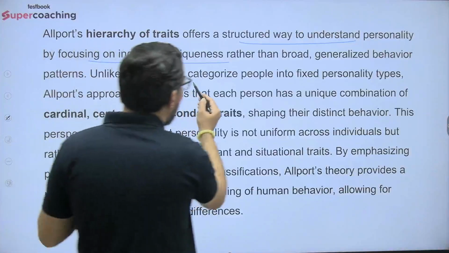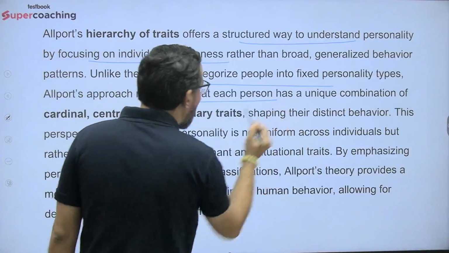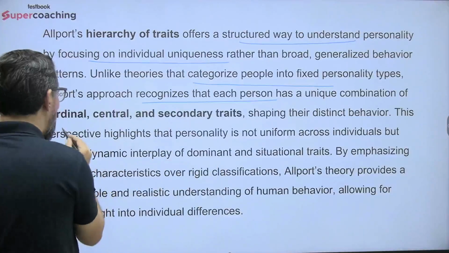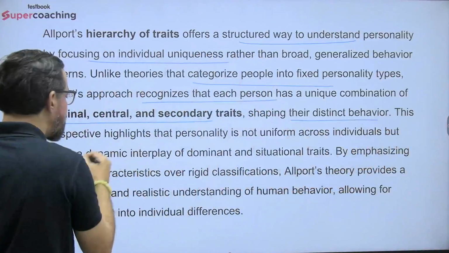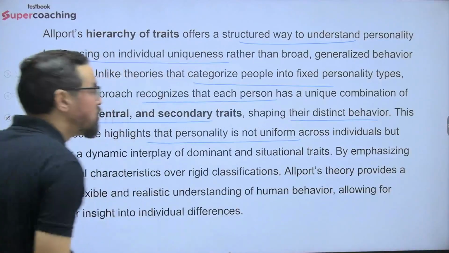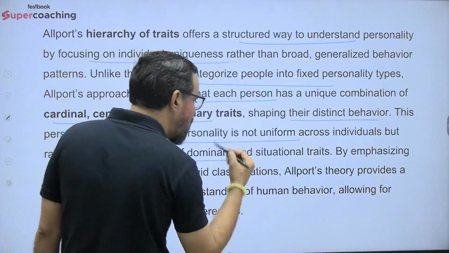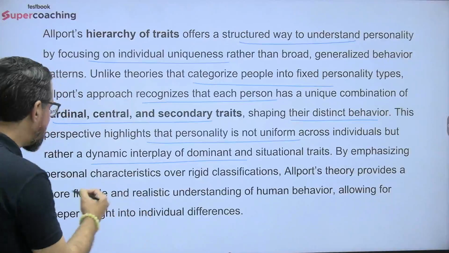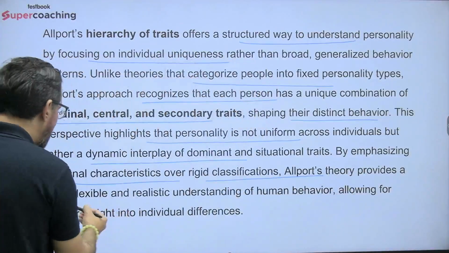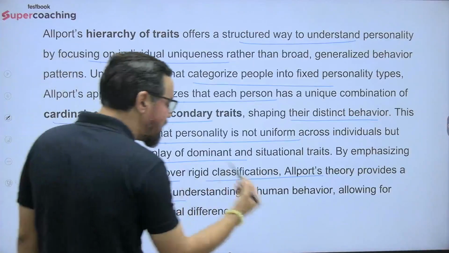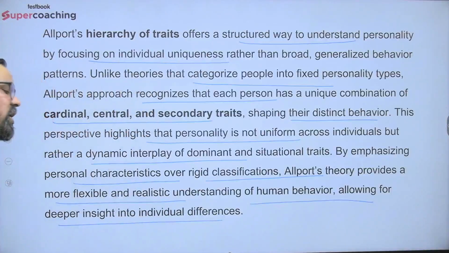Unlike theories that categorize people into fixed personality types, Allport's approach recognizes that each person has a unique combination of cardinal, central, and secondary traits, shaping their distinct behaviors. This perspective highlights that personality is not uniform across individuals, but rather a dynamic interplay of dominant and situational traits. By emphasizing personal characteristics over a rigid classification, Allport's theory provides a more flexible and realistic understanding of human behavior, allowing for deeper insight into individual differences.